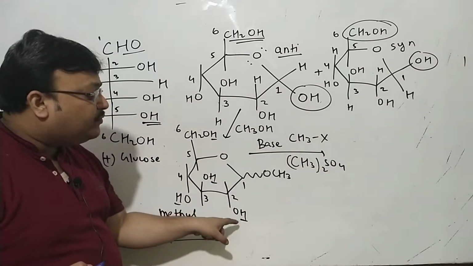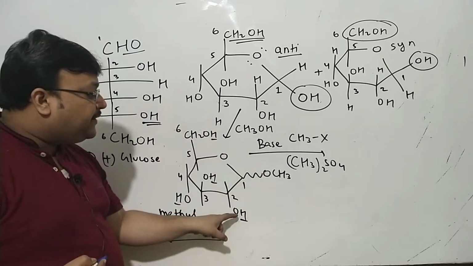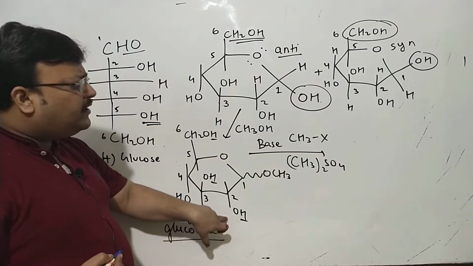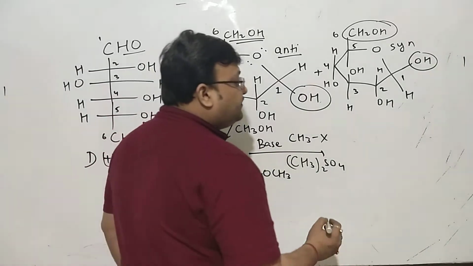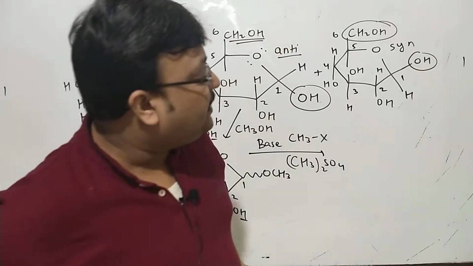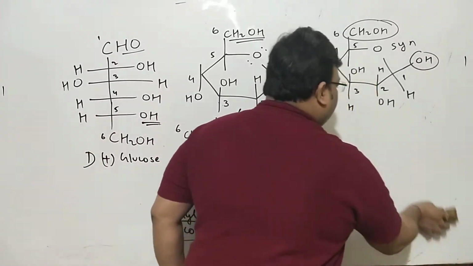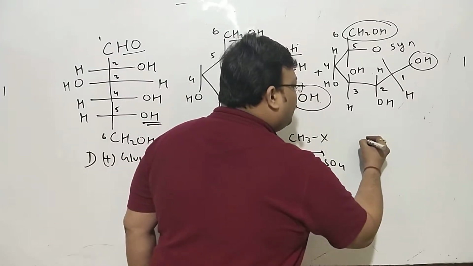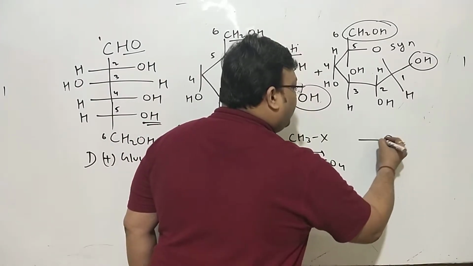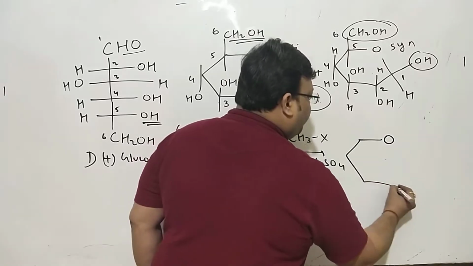Now the other 4 OH groups will get methylated. The base will help in the removal of hydrogen, and this O minus will knock out X minus like you have in nucleophilic substitution. And this is how the pentamethyl derivative will look like.